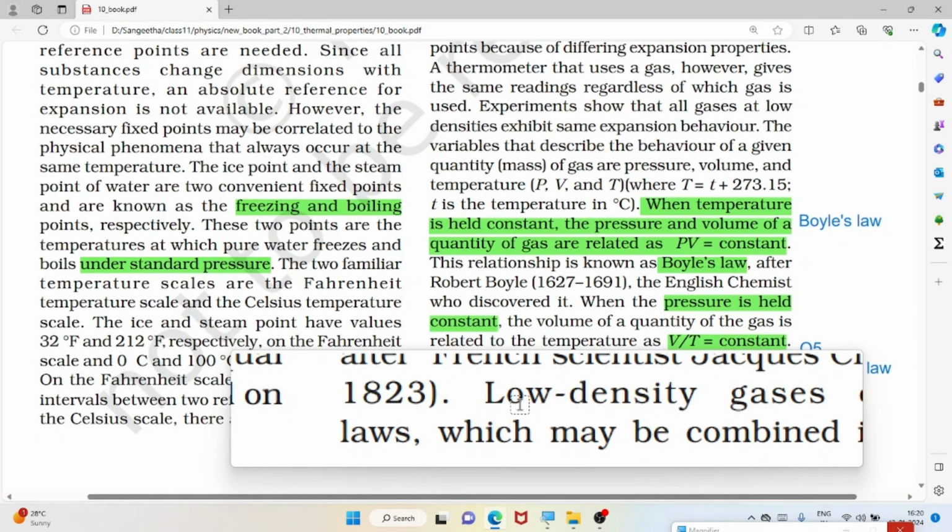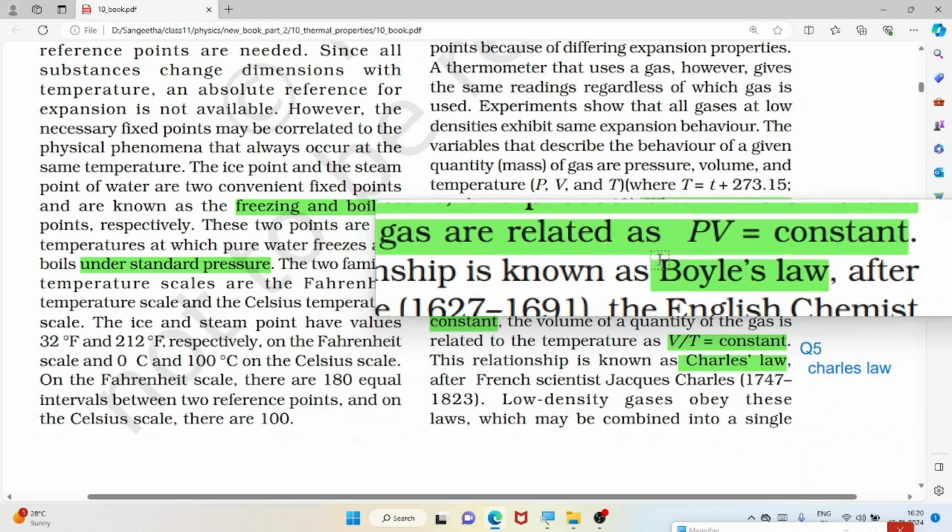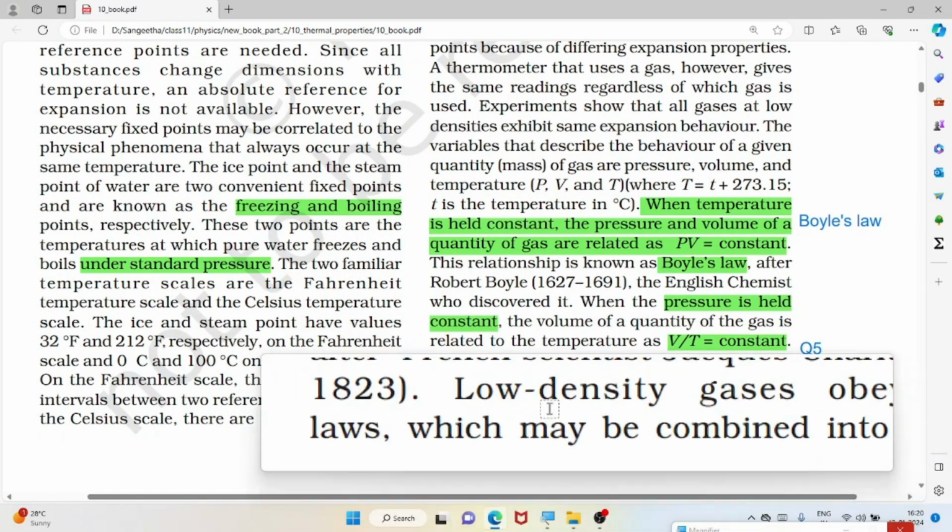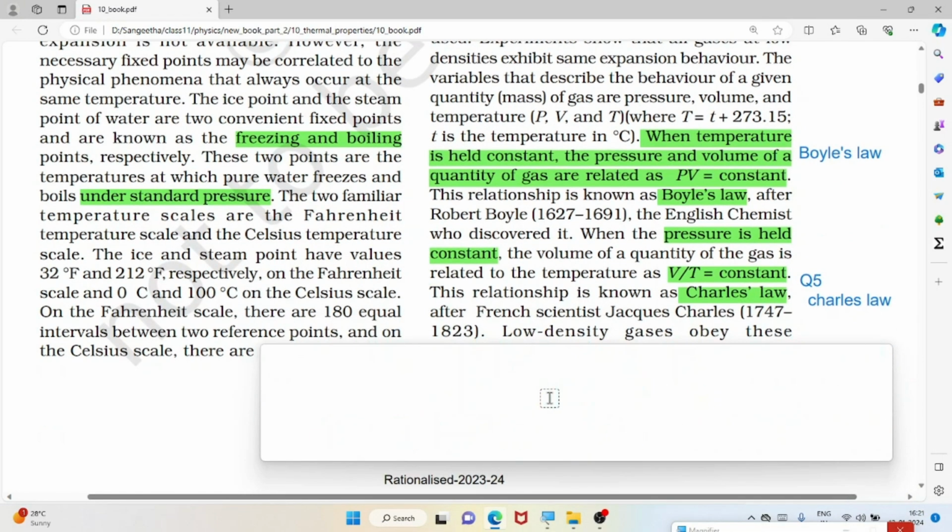Boyle's law: when temperature is held constant, PV equals a constant. At constant temperature, all gases obey this law. PV, pressure times volume, is constant. That is Boyle's law. Another law is Charles' law: when pressure is held constant, volume divided by temperature equals a constant. That is Charles' law.